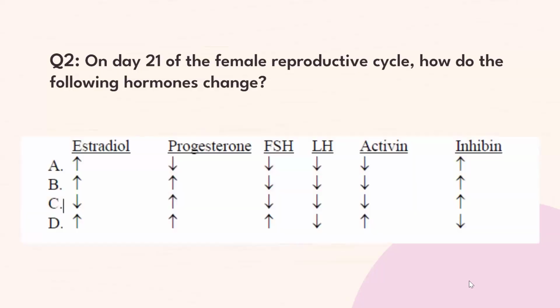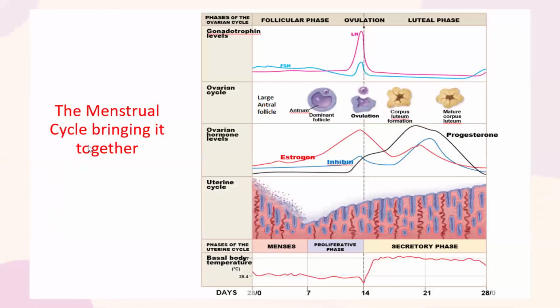All right. On day 21 of the female reproductive cycle, how do the following hormones change? For this question, just forget that it says estradiol. Let's assume that this is estrogen. So how do you think these hormones would change on day 21 specifically? C. You are right. So day 21, let's look at the menstrual cycle. All right, I'm going to give you a quick overview of this entire graph.